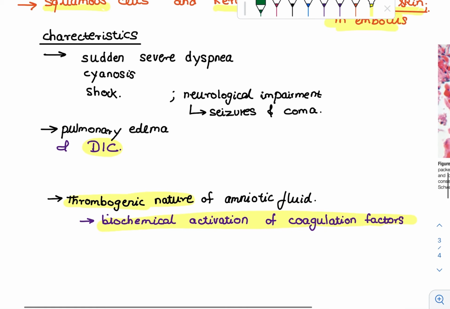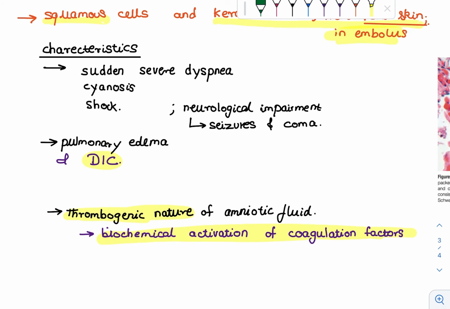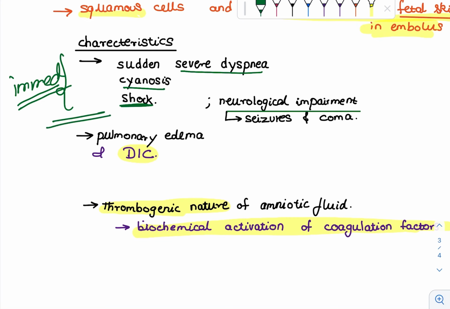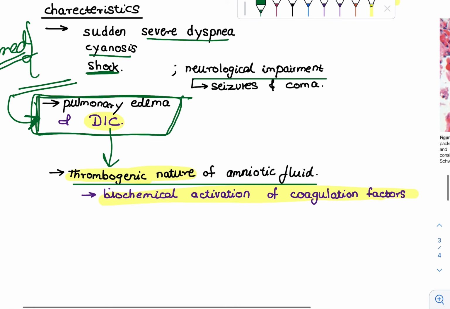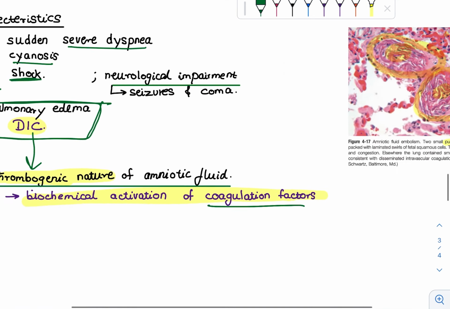The symptoms of amniotic fluid embolism are sudden severe dyspnea, cyanosis, and shock. There is also neurological impairment. These are the immediate symptoms. And if the mother survives all these symptoms, then there are chances of pulmonary edema and DIC, that is disseminated intravascular coagulation, which is because of the thrombogenic nature of amniotic fluid, which causes biochemical activation of coagulation factors as well as complement.